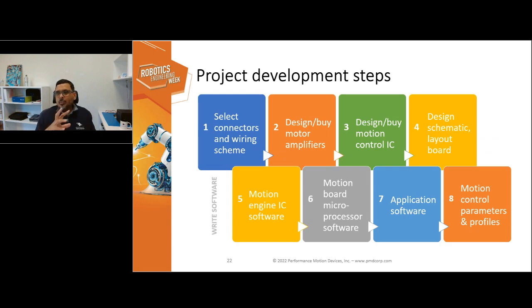And so we just said, okay, what would it take for us to build it, right? So we tried to highlight all the project development steps, right? You'd have to pick out your connectors, the wiring, you have to buy or build your own, design your motor amplifier, you have to pick your IC or design your own FPGA or DSP base, then do the schematic and the layout. And then on top of that, you have to write software, right, and you have to implement all the FOC and current control stuff in your own design. And then you have to write application software on top. So this is what it takes to design a motion control project.